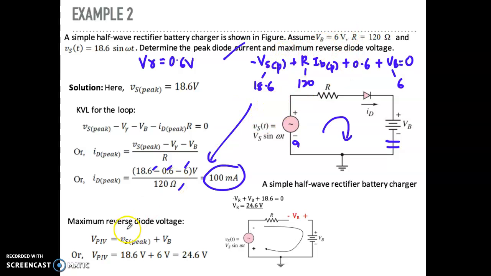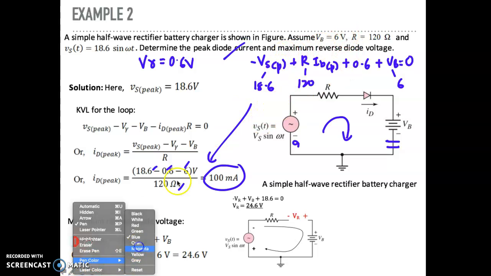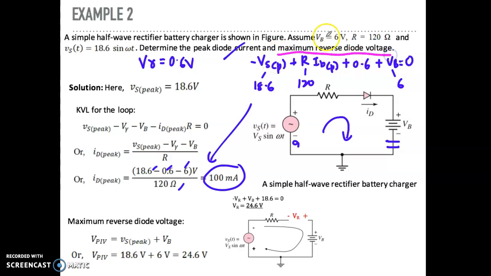The second part is the maximum reverse bias voltage. So this one, maximum reverse diode voltage, means this is PIV. So remember step number 1, you need to make sure it is reverse bias. Step number 2, the diode is off. And then you label PIV and then you put the sign. Step number 3, KVL. So first step, always mention reverse bias means here must be minus and plus. And then the diode will be off. So when the diode is off, here will be an open circuit. And here you can name it as V_R or PIV, any value.